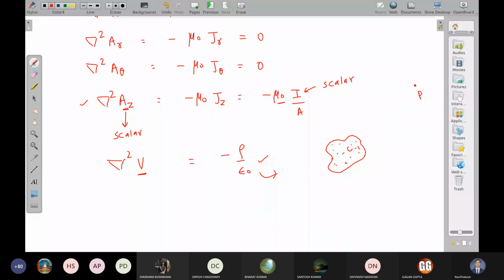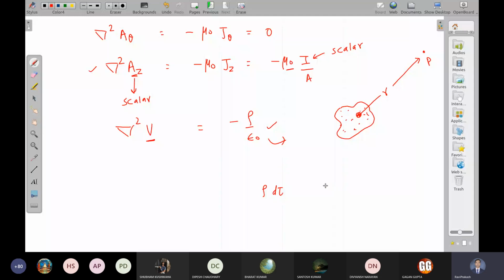Rho d tau. D tau is this small volume. Now you calculate potential due to this small piece at this point P. Calculate the distance. This is R, right? So what is the potential due to this small piece? 1 upon 4 pi epsilon naught, charge divided by distance.